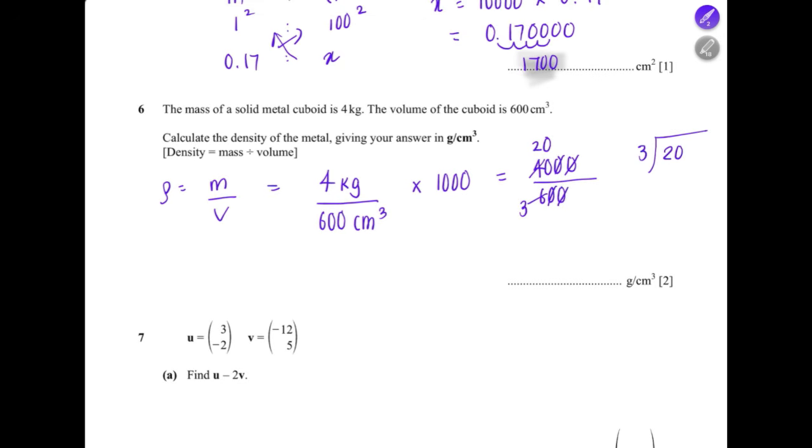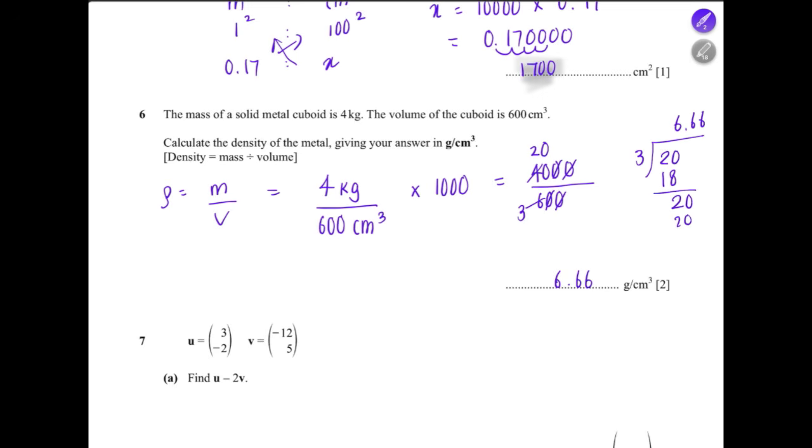We can even write this with decimal points. So 20 divided by 3. This is going to be 3 times 6 is 18. So this is going to be 6.66.